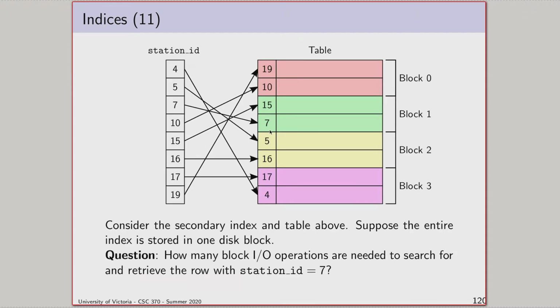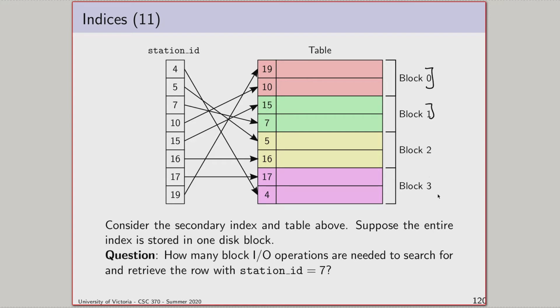Let's take a look at this. This is a more concrete example. So suppose I've decided to define a secondary non-clustering index on my observations table. I've used station ID as my key. And for whatever reason, just for the sake of the example, there's only 2 rows that fit in each block. So here's block 0, here's block 1, here's block 2, and here's block 3.